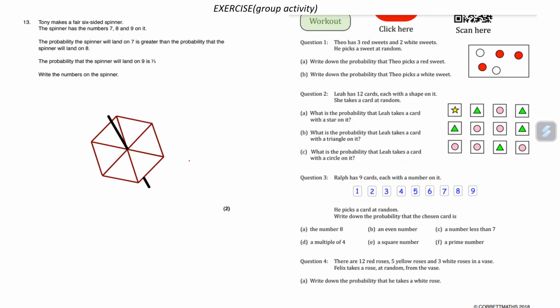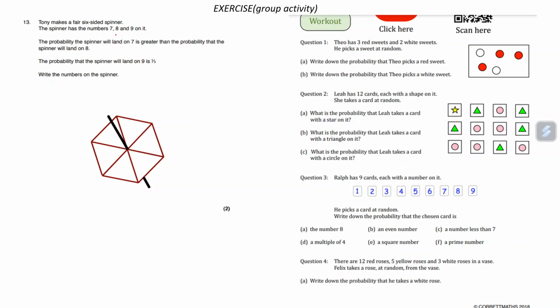So let me see which one I will try again. Yeah, okay, let's look at this question 13. Once we've finished, I will encourage my learners to move to the next slide to cross-check their answers. So let's look at this question. It says, Tony makes a fair six-sided spinner. These are the six sides of the spinner: 1, 2, 3, 4, 5, 6.